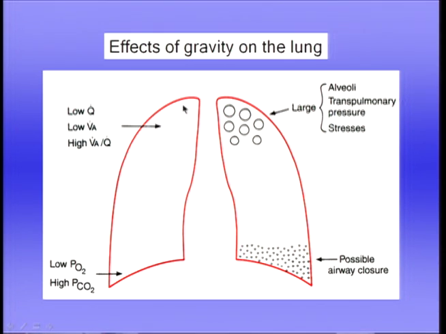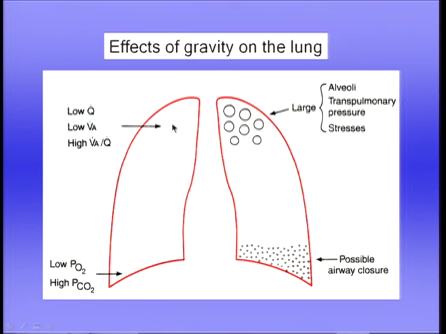The apex has a very low blood flow. It also has a lower ventilation than the base of the lung, but the differences of ventilation, you remember, is not as great as the differences for blood flow. So that means that the top of the lung has a high ventilation perfusion ratio. And that means that the PO2 is high there and the PCO2 is low.